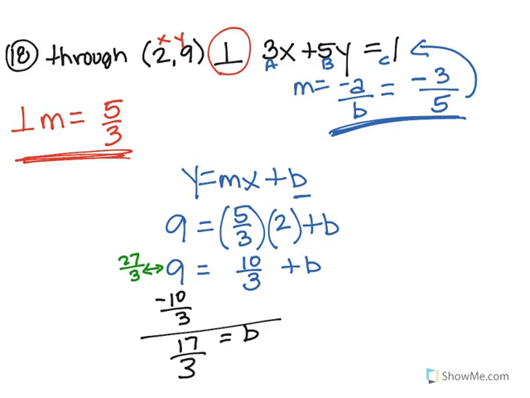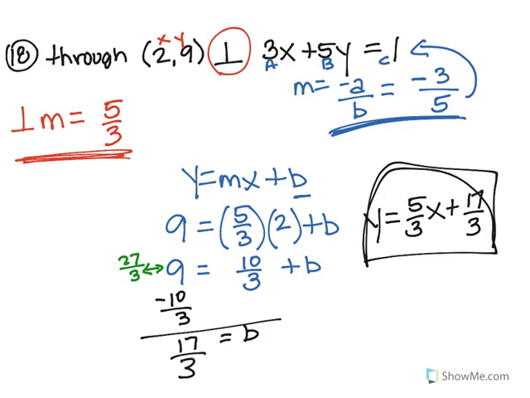So our equation that is perpendicular to this line in slope-intercept form would be y equals 5/3 x plus 17/3. That would be my answer in slope-intercept form, okay? Now, if they ask us to write it in standard, this is slope-intercept.